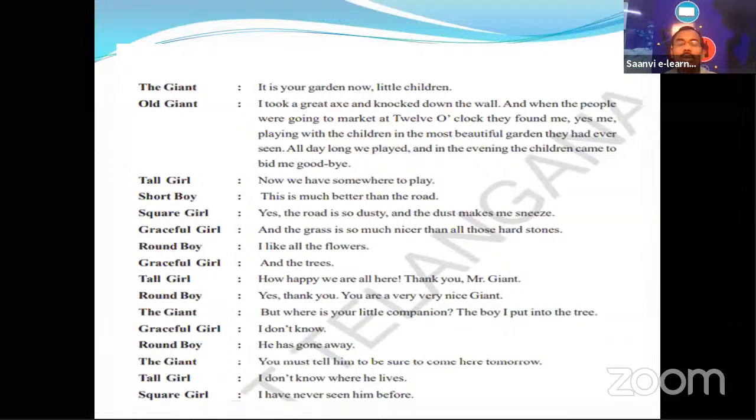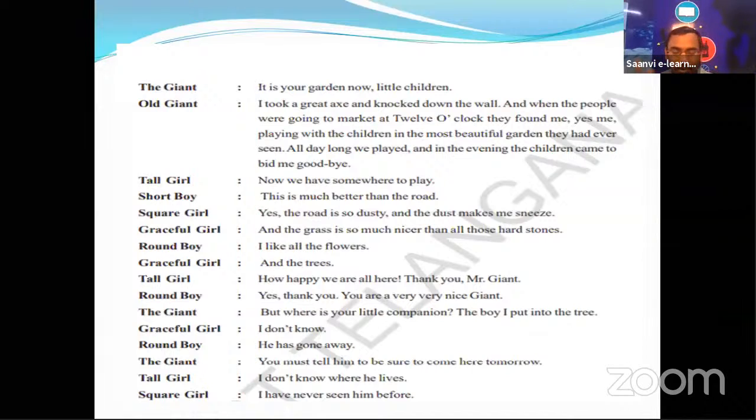Round boy: I like all the flowers in the garden. Graceful girl: And the trees. So trees, they are giving fruits as well, isn't it? So the children could pluck fruits from the tree and eat. Tall girl: How happy we are all here. Thank you, Mr. Giant. Now they are not afraid of the giant. Round boy: Yes, thank you. You are a very, very nice giant.